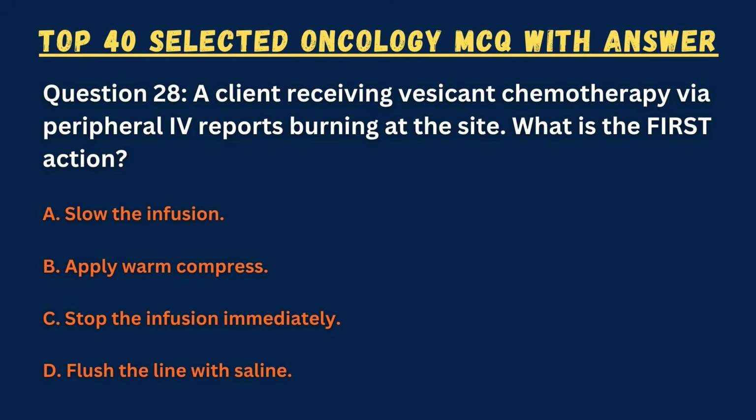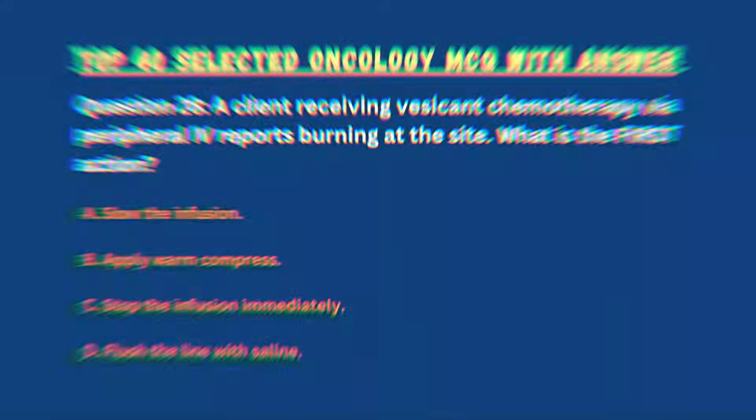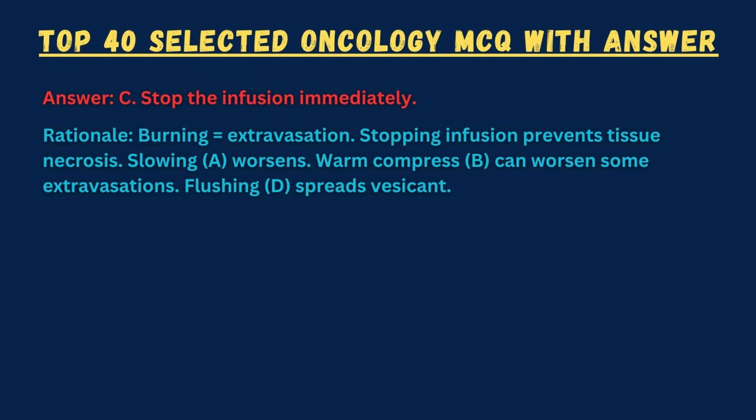Question 28. A client receiving vesicant chemotherapy via peripheral IV reports burning at the site. What is the first action? A. Slow the infusion. B. Apply warm compress. C. Stop the infusion immediately. D. Flush the line with saline. Answer. C. Stop the infusion immediately. Rationale. Burning equals extravasation. Stopping infusion prevents tissue necrosis.